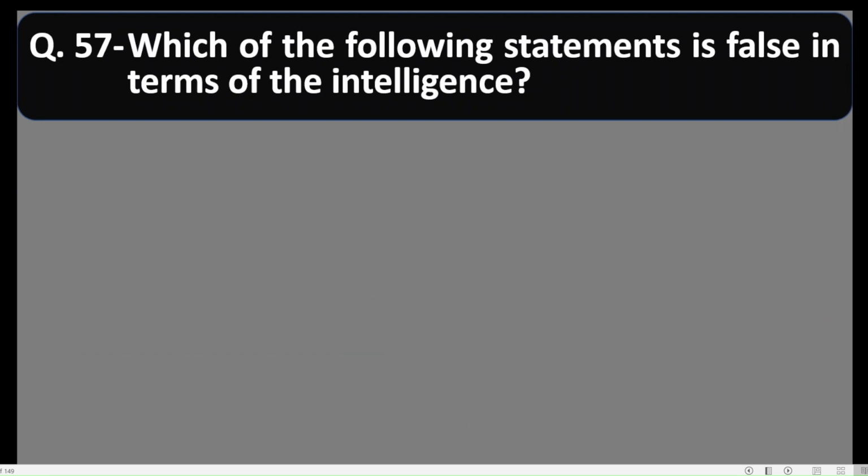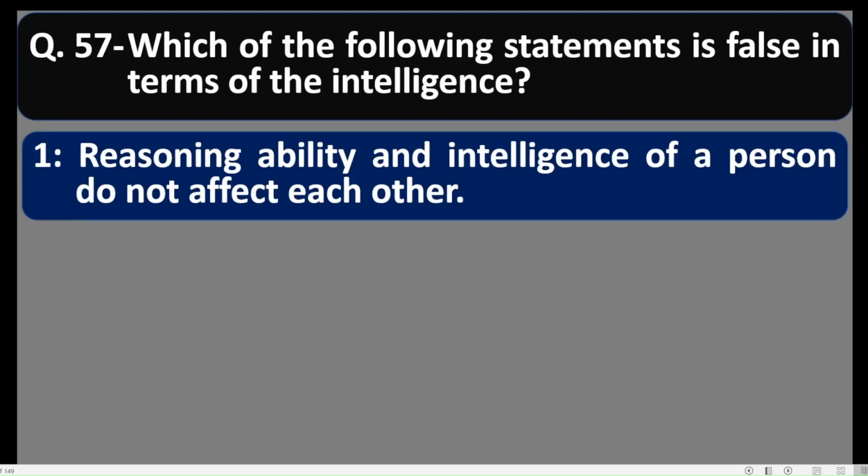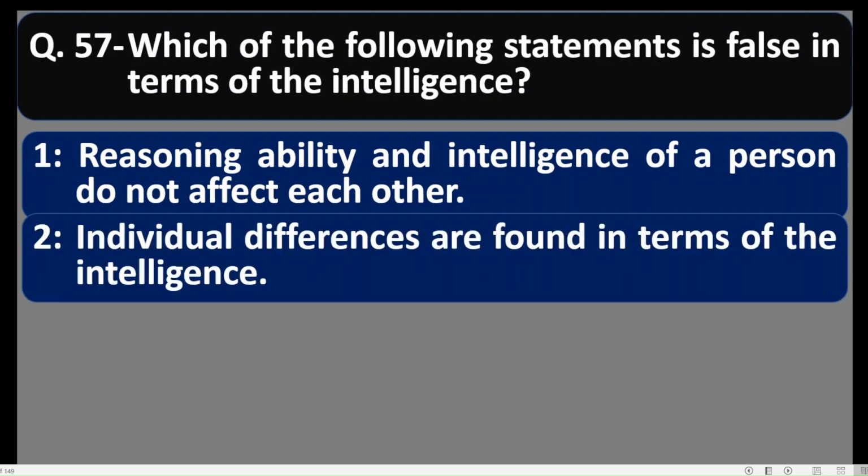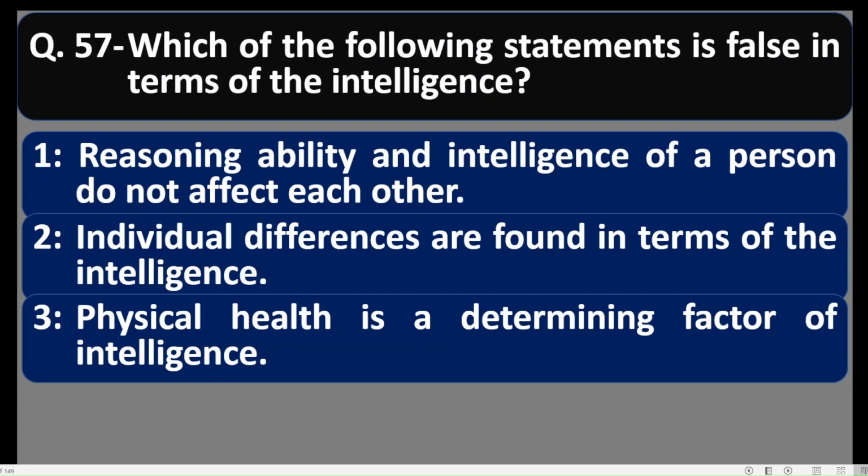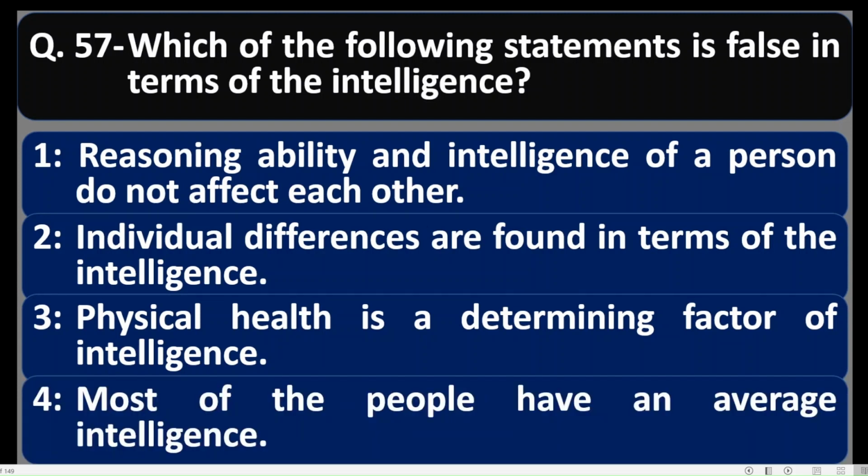Now, question number 57. Which of the following statements is false in terms of the intelligence? Let us see. Number 1. Reasoning ability and intelligence of a person do not affect each other. It is false. Both affect each other. Number 2. Let us see other statements. Individual differences are found in terms of the intelligence. It is true. Physical health is a determining factor of intelligence. Yes. Physical health is required for better intelligence. Number 4, most of the people have an average intelligence. It is also true.